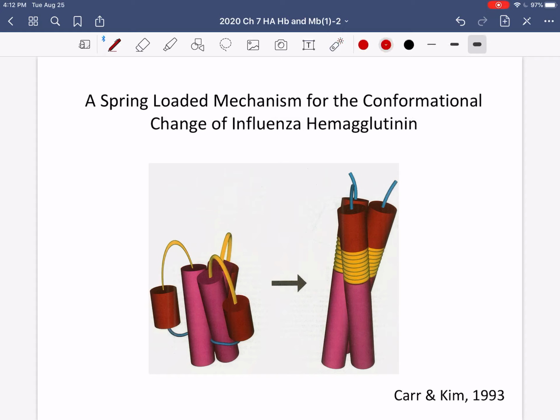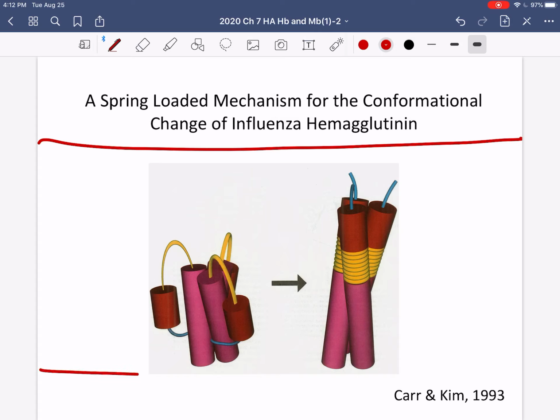So what are we talking about? We're talking about the cellular membrane is up here. The viral membrane is down here. You've got anchors into the membrane coming from each one of the monomers of the trimer.